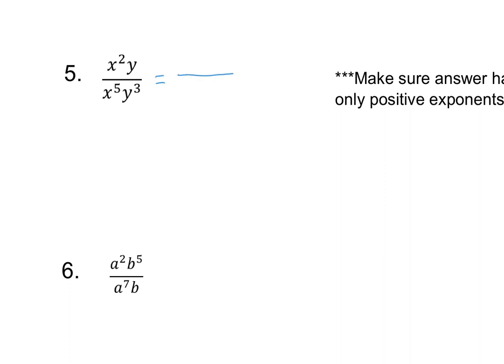Where's the x bigger, top or bottom? Bottom by how many? 3? Where's the y bigger, top or bottom? By how many? Remember, there's understood to be a 1 there. 2. There's nothing on the top. We have to have something on the top, so we just put a 1 there. And you're done.